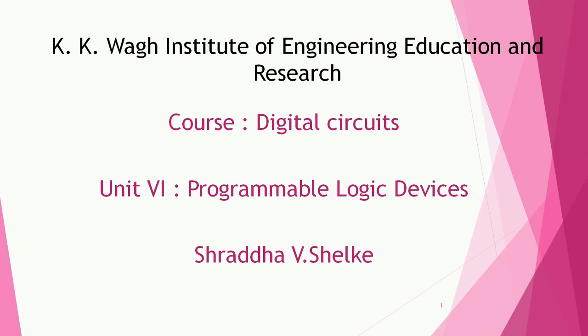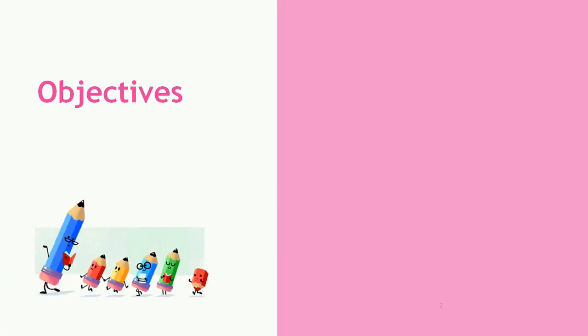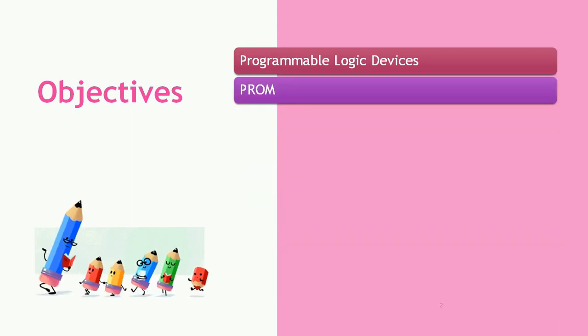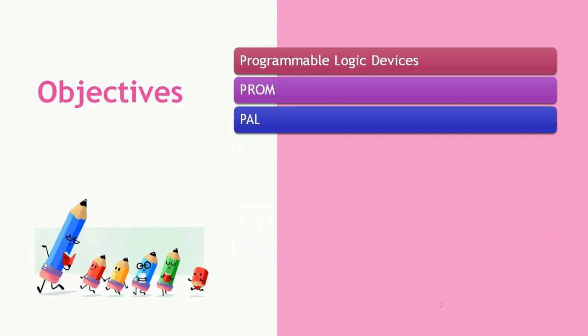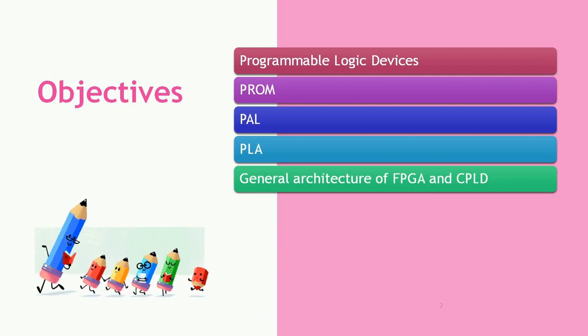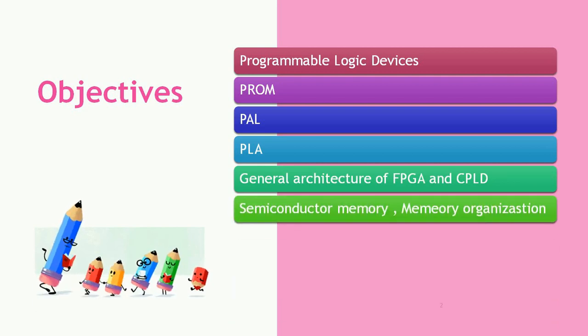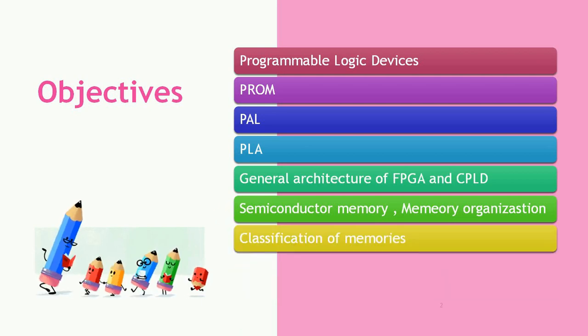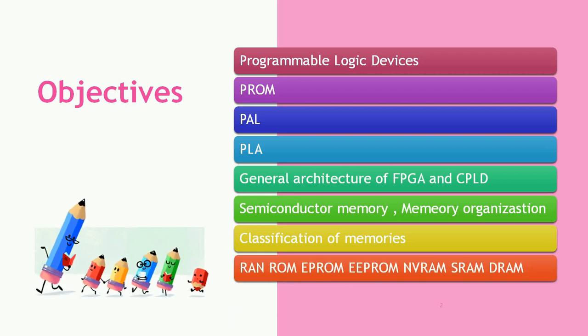In this lecture, we will discuss programmable logic devices. Objectives of this lecture are to discuss what programmable logic devices are, PROM, PAL, PLA, general architecture of FPGA and CPLD, semiconductor memory, memory organization, then classification of memories: RAM, ROM, EPROM, E square PROM, NVROM, SRAM and DRAM.